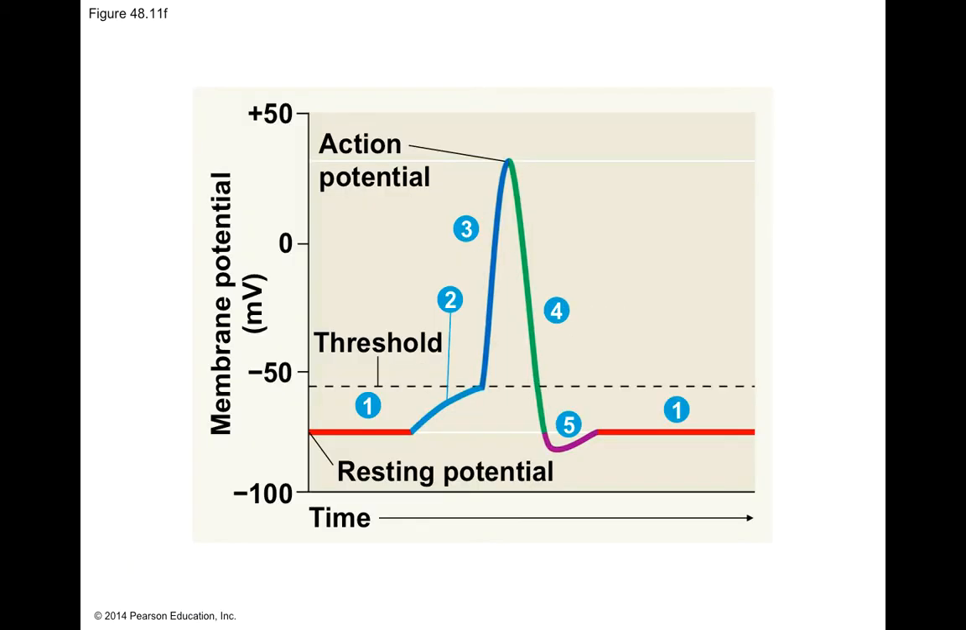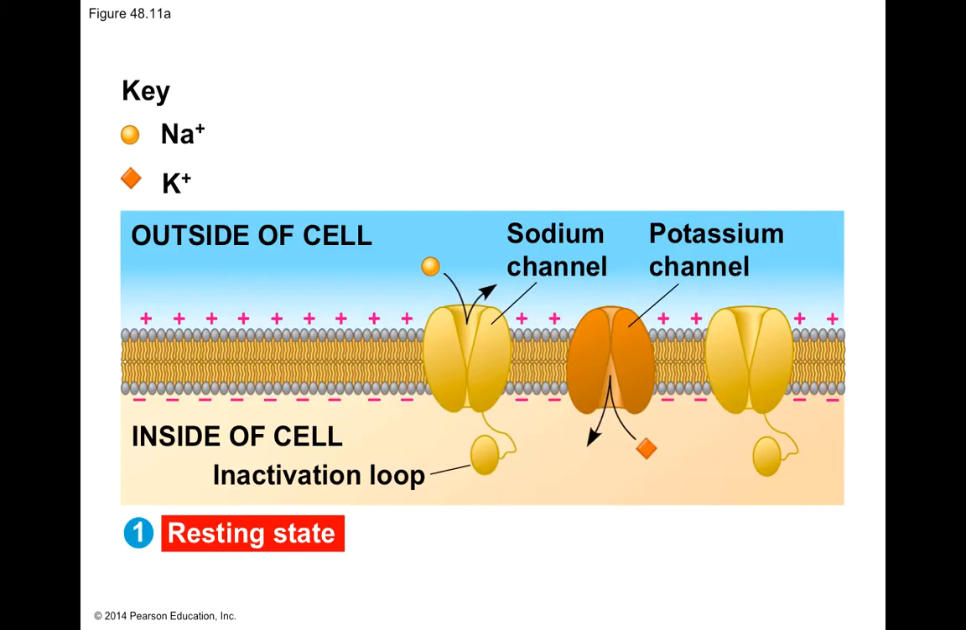This is a diagram that you should be very familiar with. So stage 1 is resting potential, which we've just talked about, and we can see on the graph that at rest the membrane potential is between -60 to -80 millivolts. Looking at what's going on in the membrane, we can see that most voltage-gated sodium and potassium channels are closed.